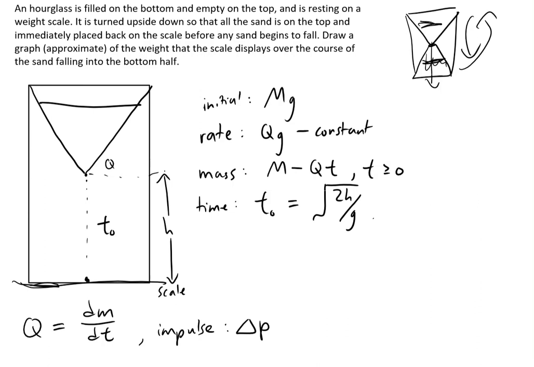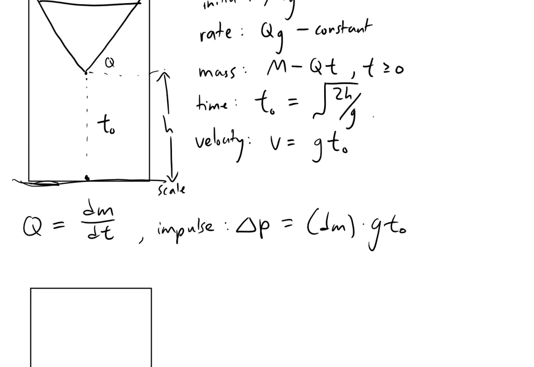Now, given this, we know that by the time this happens, the velocity of this bottom grain of sand is equal to, well, let's find some space. Over here, the velocity of the bottom grain of sand is equal to our gravitational acceleration multiplied by t0. And that means that the change of momentum, because it goes from this velocity to at rest, is equal to dm, the mass of that small grain of sand, multiplied by this velocity, g t0. Now, let's move this down a bit.